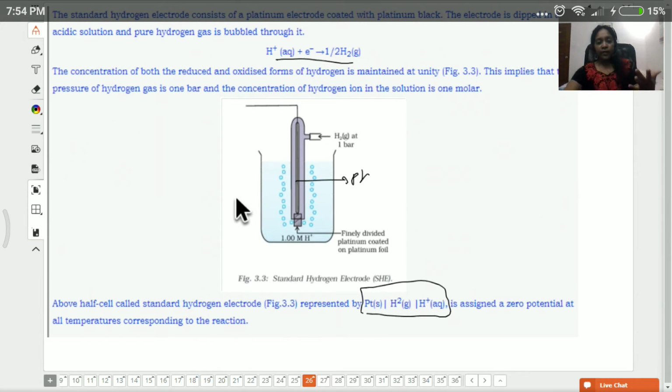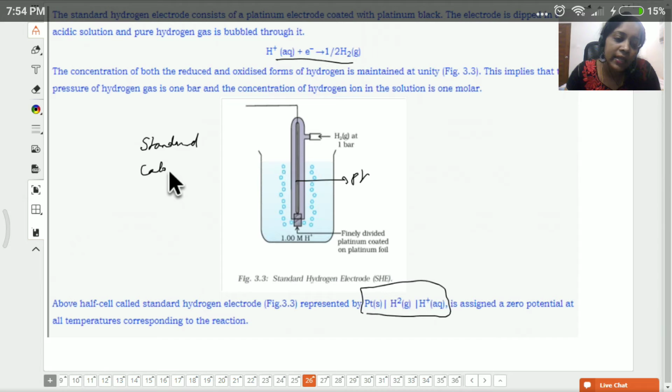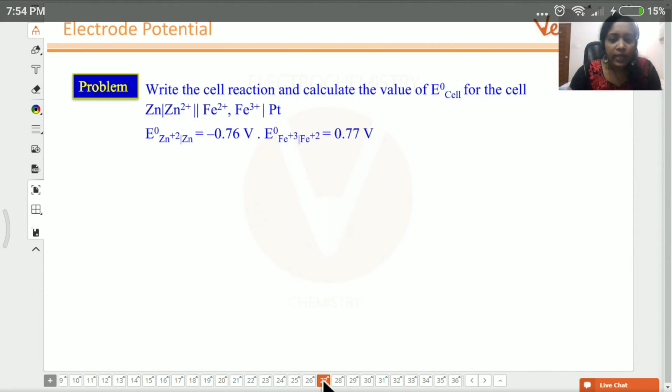So there are a lot of other reference electrodes which you can choose from, which are even better and easier to use. I'll just give you one example. One of them is what we call a standard calomel electrode, SCE. That's a very popular reference electrode which is used. Okay, so that's basically it. So we can try to calculate the E0 cell for this.